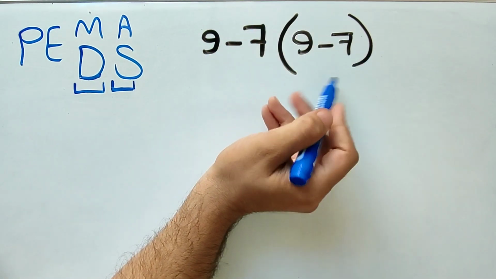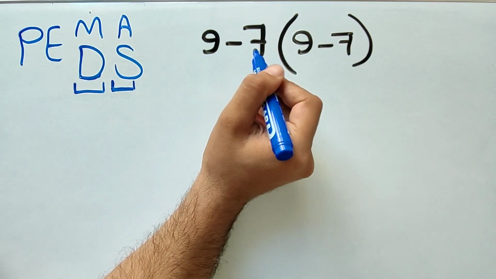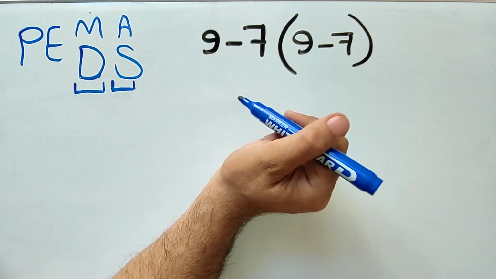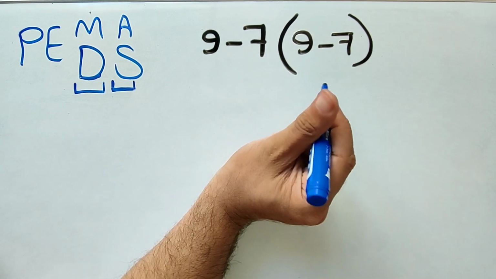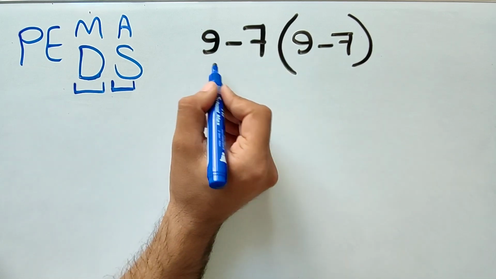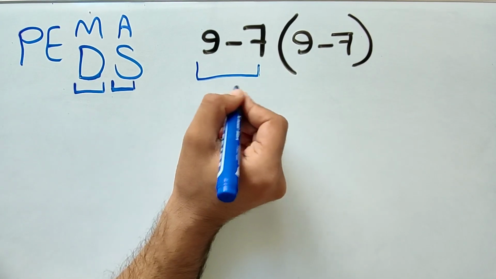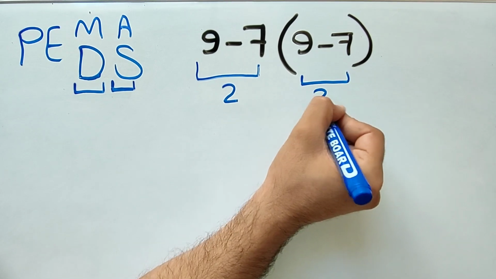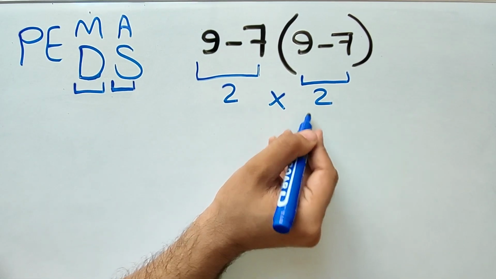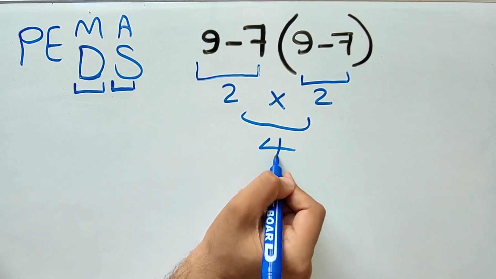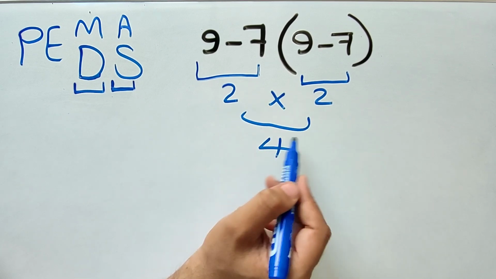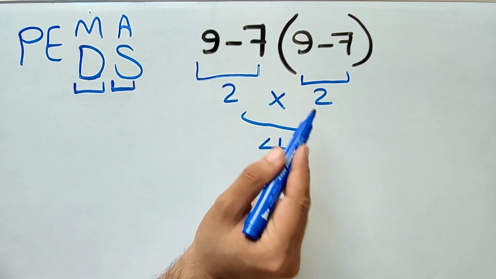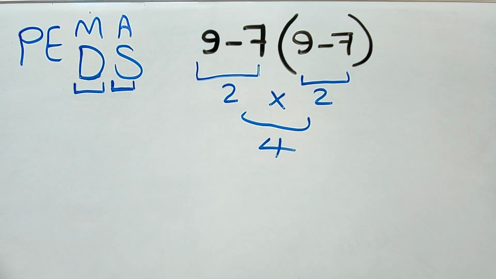Today I want to find the value of this expression: 9 minus 7 times parentheses 9 minus 7. Maybe you solve this math expression like this. 9 minus 7 gives us 2 and 9 minus 7 gives us 2. Now 2 times 2 gives us 4. But this way of solving this math expression is not correct.